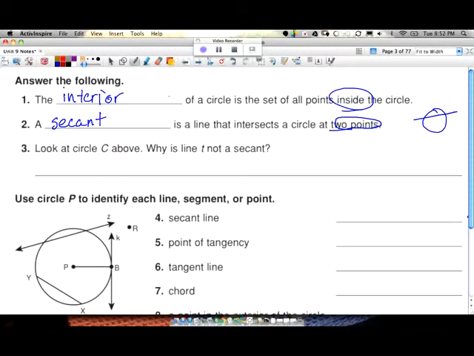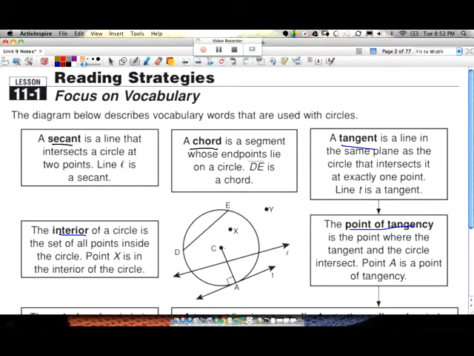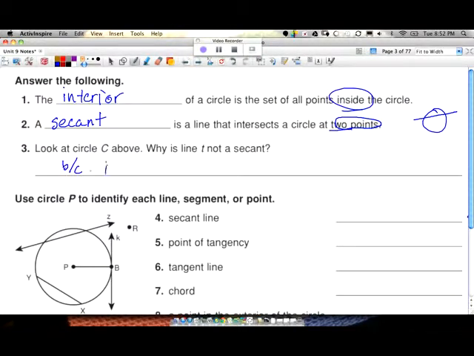Look at circle C above. Why is the line T not a secant? Well, where's line T? Right here. It touches the circle here, but T is a tangent. It's touching just at one point. Not at all points, just at the one point. So it's a tangent, not a secant, because it only touches once.